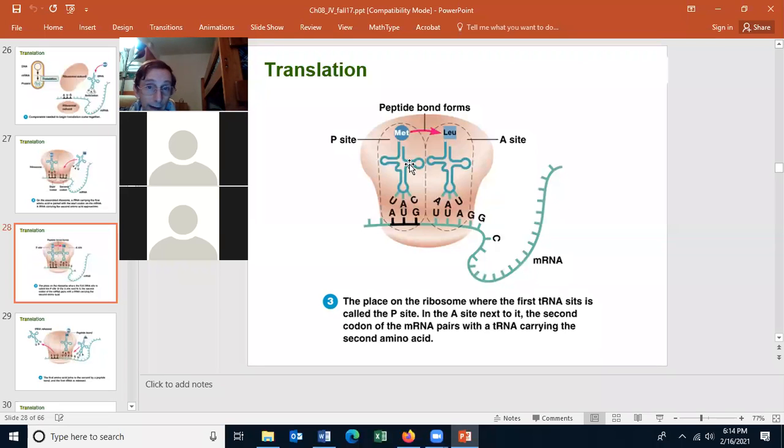Okay, then an enzyme removes the first amino acid from the tRNA and then links it to the second amino acid to start the growing polypeptide chain. And at the moment we only have two, so we'll just call it a peptide chain. All right, any questions about any of that?